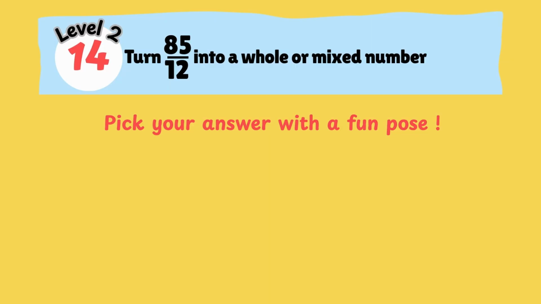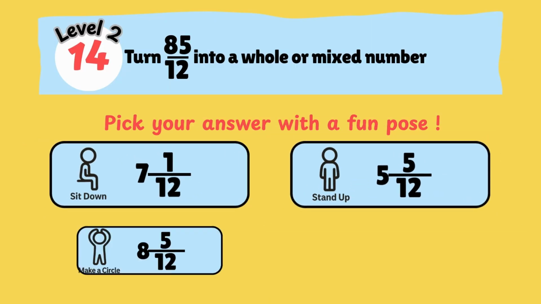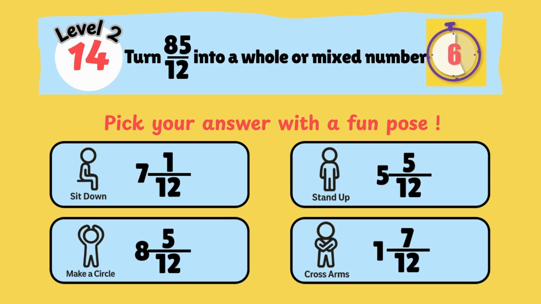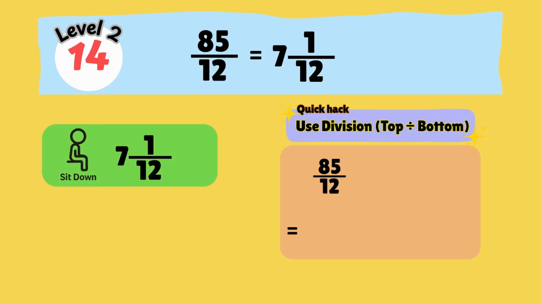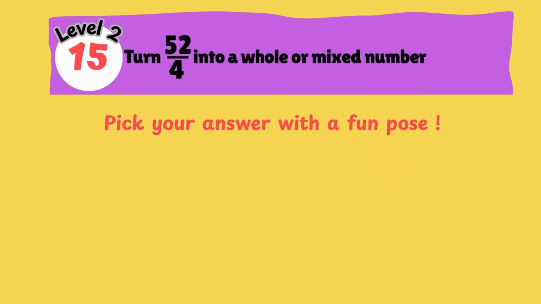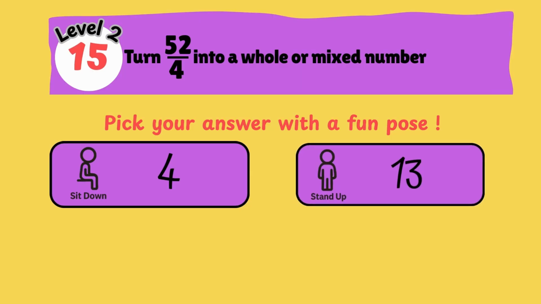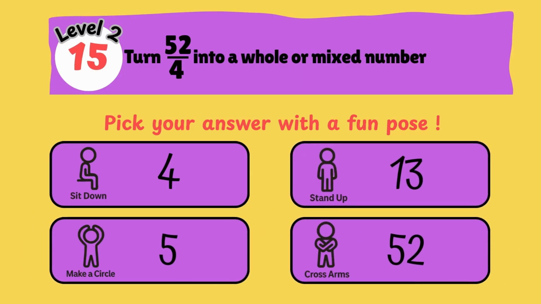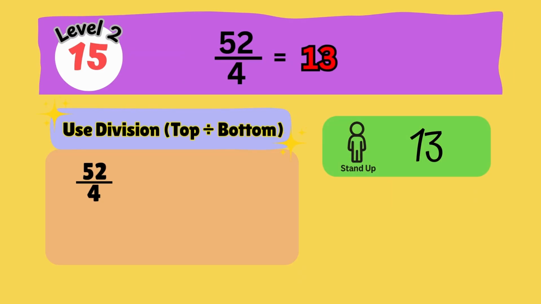Turn 85 twelfths into a whole or a mixed number. 7 and 1/12. 85 twelfths equal 7 and 1/12. Turn 52 quarters into a whole or mixed number. 13. 52 quarters equal 13.